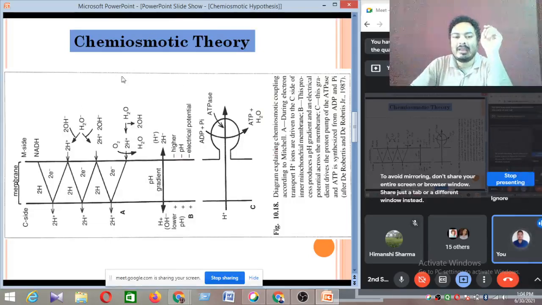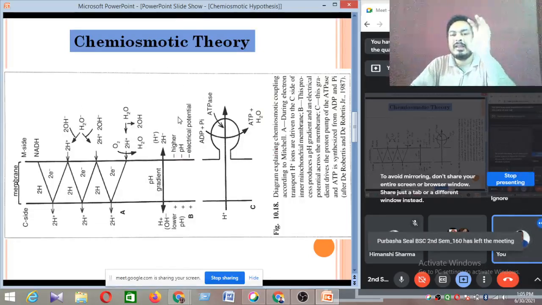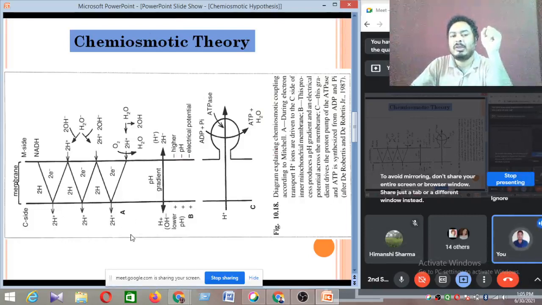And this voltage difference gradient is captured by the H plus molecules. All the H plus molecules capture this voltage difference energy, and that's why they are converted to energy-rich H plus molecules. These energy-rich H plus molecules are getting this energy.